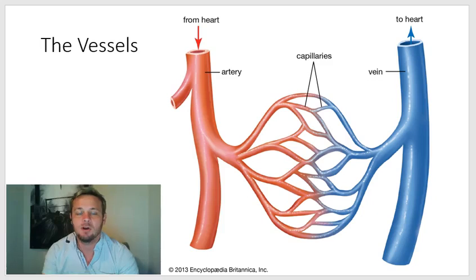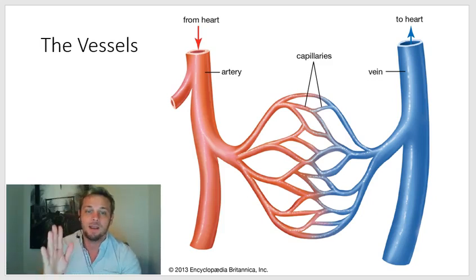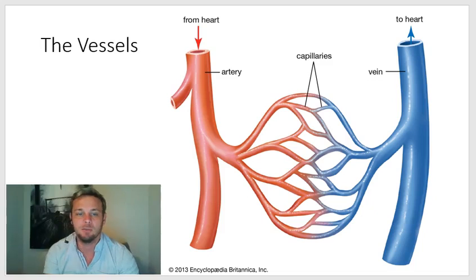The arteries are always going to be the vessels that are going away from the heart, and the veins are going to be the vessels going to the heart. So when we talk about the pulmonary circuit, the blood that goes to the lungs, those arteries carrying that blood to the lungs are actually deoxygenated, so it doesn't have a lot of oxygen in it. The veins coming from the lungs back to the heart actually have a lot of oxygen.